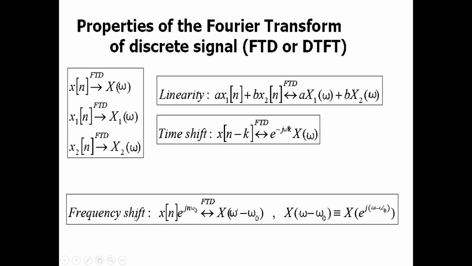There is another property, which is frequency shift. When x(n) is multiplied by e to the power j n omega naught, the Fourier transform will be X of omega minus omega naught. It can also be represented as X of e to the power j (omega minus omega naught). If the Fourier transform is given, you can of course recover the signal back.